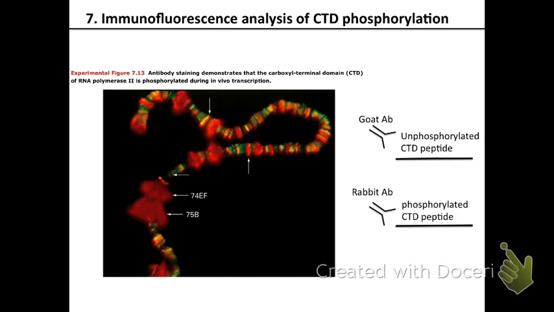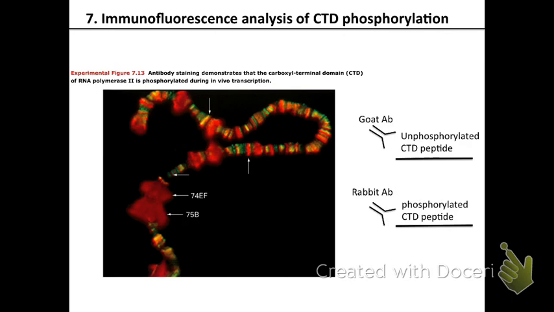So 6 months later, you bleed the rabbit. You take the blood, right? You spin down all the blood cells, and then you can purify the antibody. And a lot of those antibodies are going to be against the phosphorylated C-terminal peptide that you injected 6 months earlier. Does that make sense? So you do this in goats and you do this in rabbits.